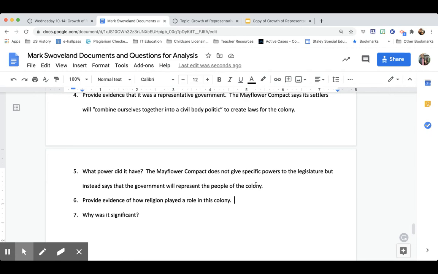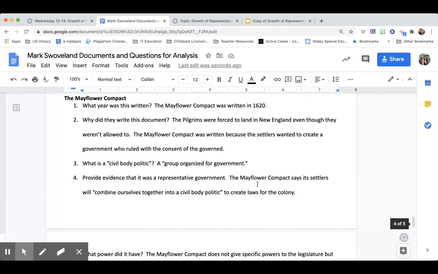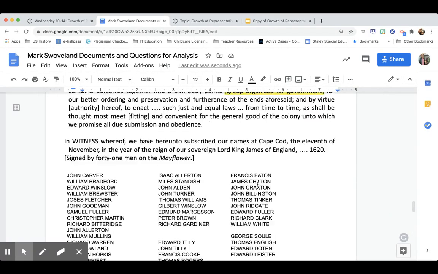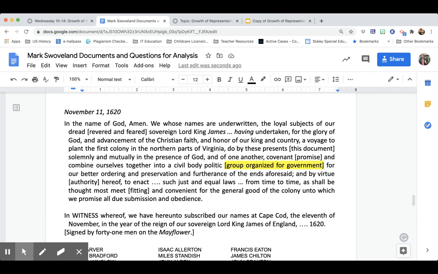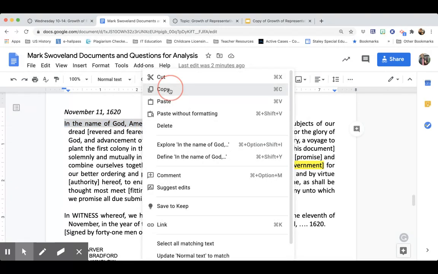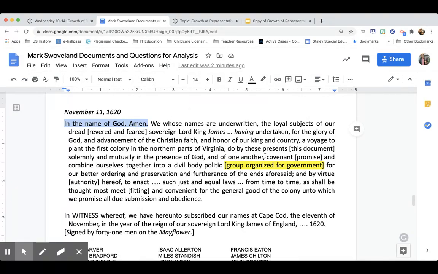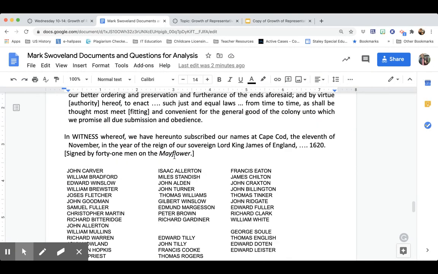All right. So provide evidence of how religion played a role in this colony. Okay, so let's go back. And this whole thing is really about religion, right? In the first sentence, it says, in the name of God, amen. So we can definitely use that. Do these present solemnly, mutually, and in the presence of God.